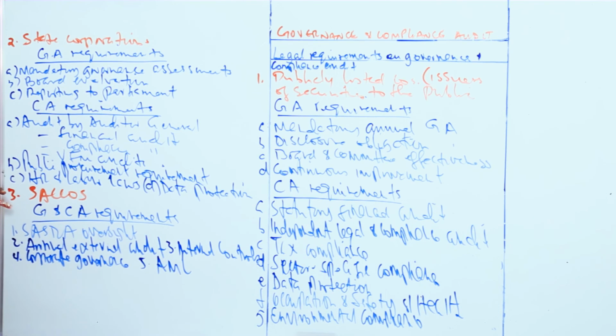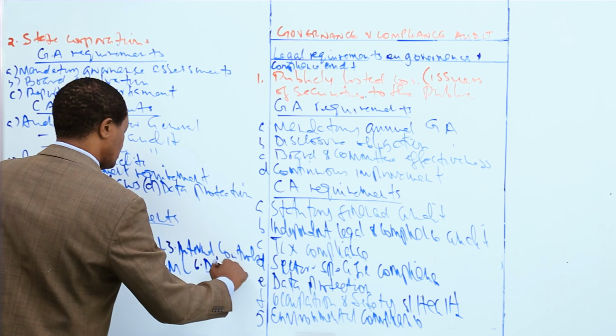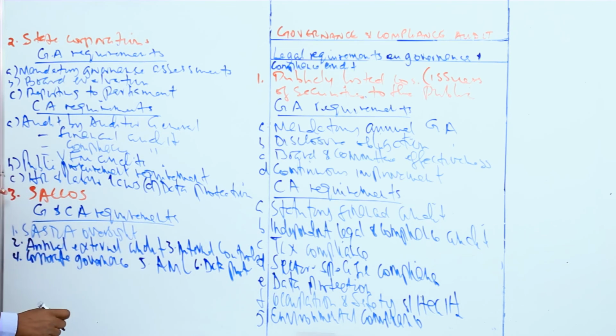Then we also have the data protection compliance. Number 6, data protection compliance is yet another governance and compliance audit requirement. This is compliance with the Data Protection Act, especially concerning member data confidentiality. So that is the 3rd legal entity. Then we have the 4th one, which is the microfinance institutions.